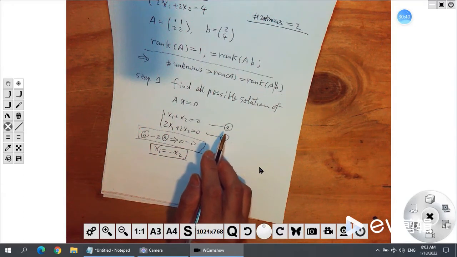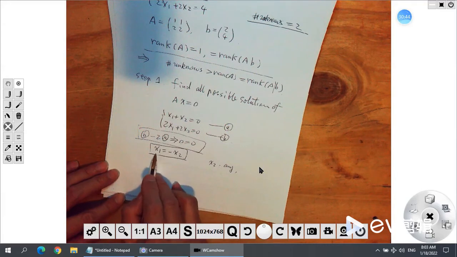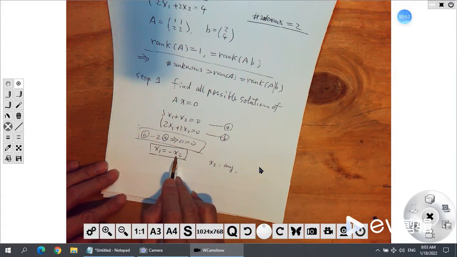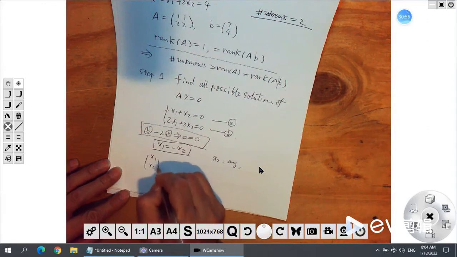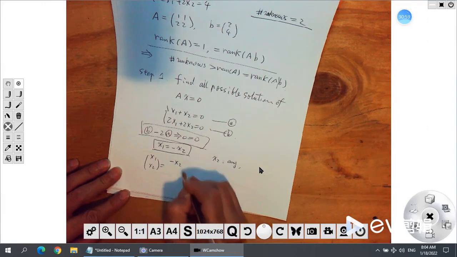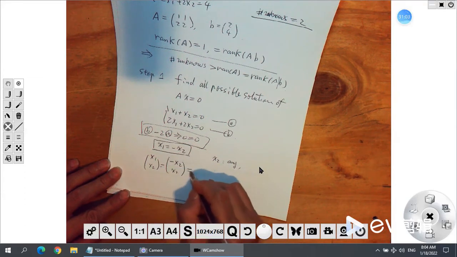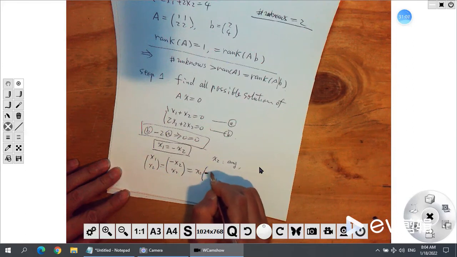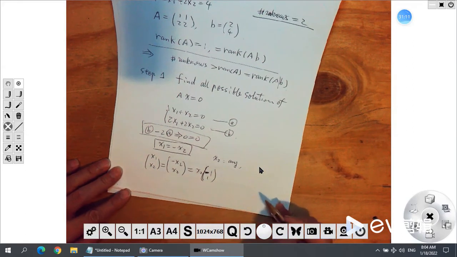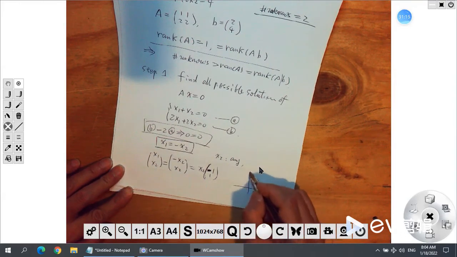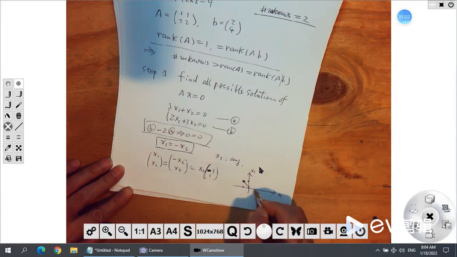So finally, you can only have one restriction on one of the unknowns. Now we put the restriction on the restricted unknown, x1. The x2 could be any. Then x1 must be negative x2, and x2 could be any. And I move x2 in the front, that will be x2 times negative 1 and 1. Right? If you look at it in the graph, x1, x2, x1 could be negative 1 and x2 is 1. So it is this one times x2. So for different x2, every point on this line will be a solution.